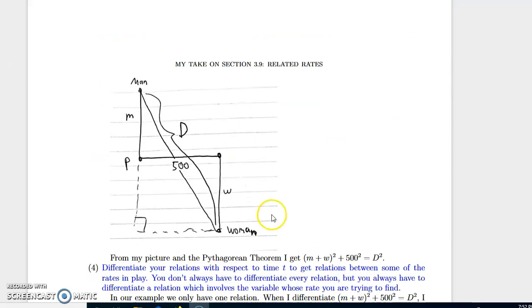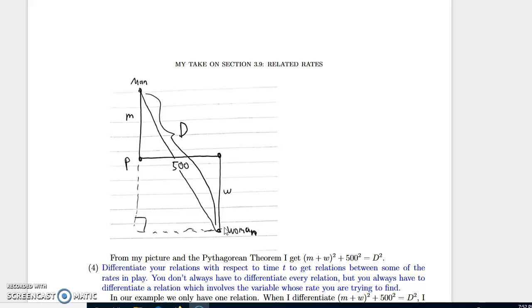So I just sketched out the following picture. You've got this point P. The man has walked north from P. You've got this point 500 feet due east of P, and the woman has walked south of P. So this distance m is the distance between the man and P. This variable w is the distance from that other point and wherever the woman is.